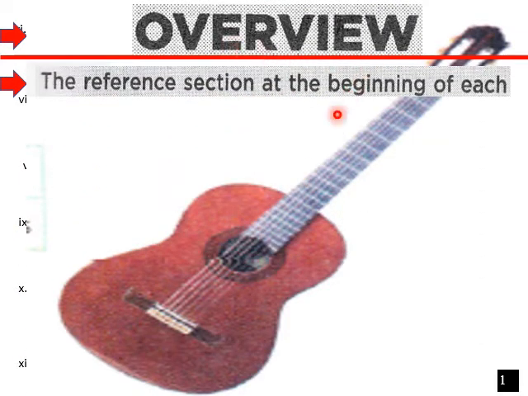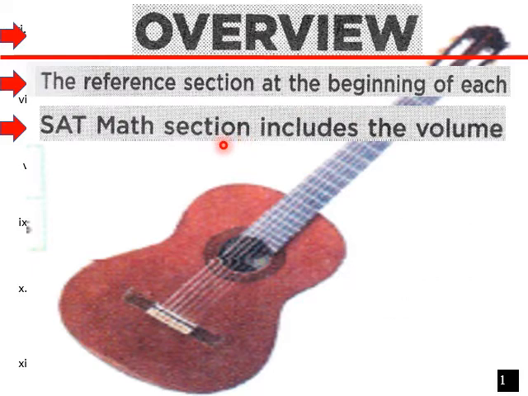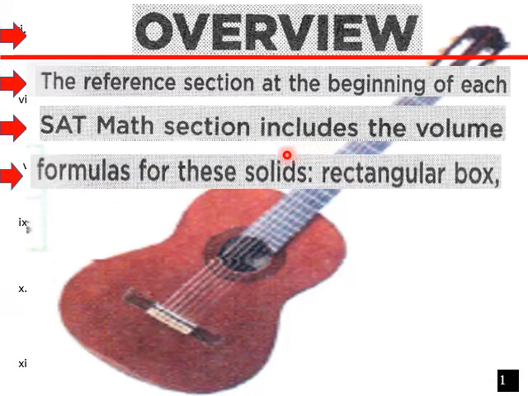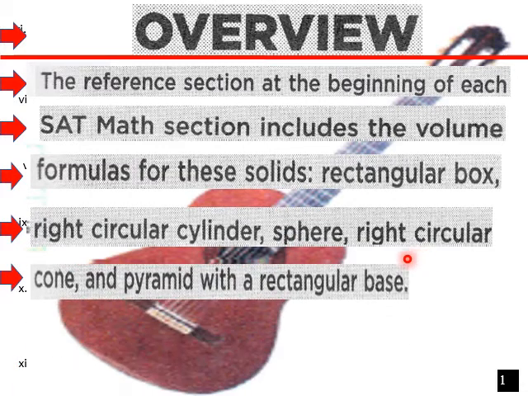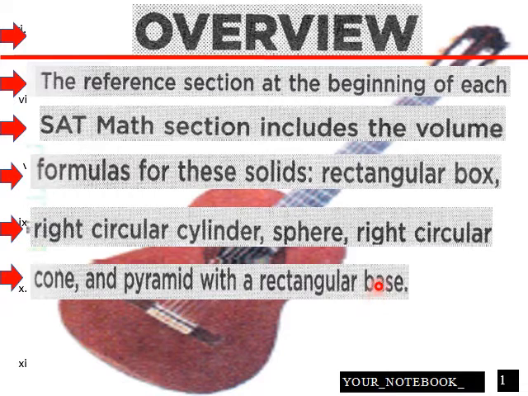The reference section at the beginning of each SAT math section includes the volume formulas for these solids: rectangular box, right circular cylinder, sphere, right circular cone, and pyramid with a rectangular base. So each SAT math section begins with the formulas for these solids.